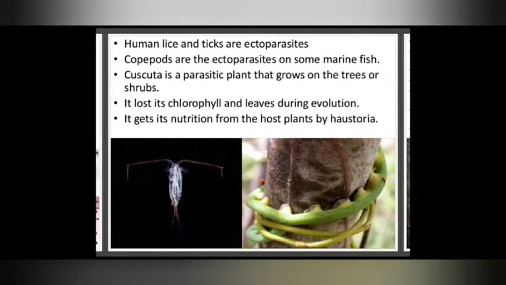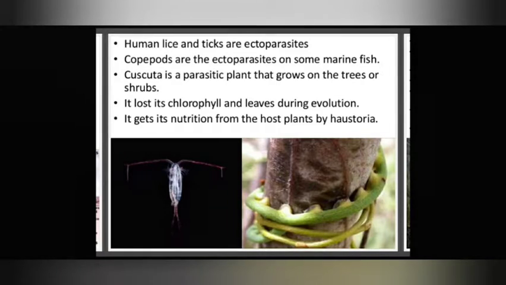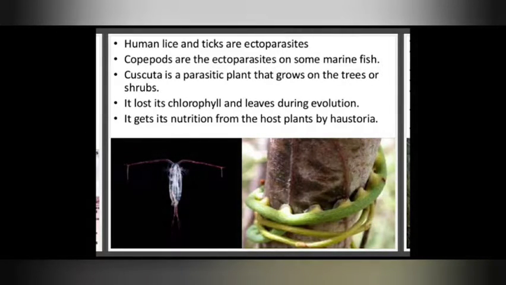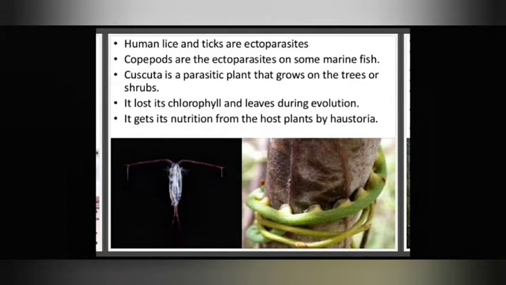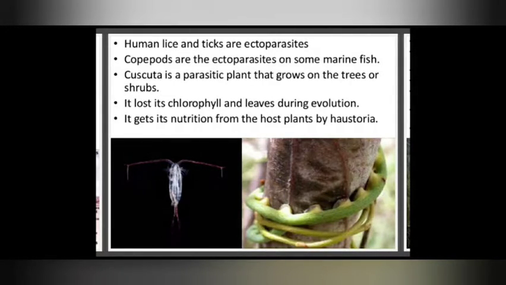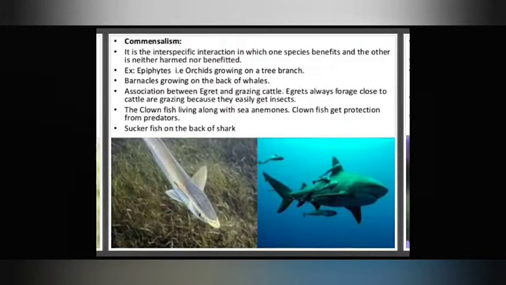Then human lice and ticks are called ectoparasites. Copepods, ectoparasites on some marine fish, are also examples of ectoparasitism. Cuscuta is a parasitic plant that grows on trees or shrubs. It has lost its chlorophyll and leaves during its evolution. It gets its nutrition from the host plant by haustoria.